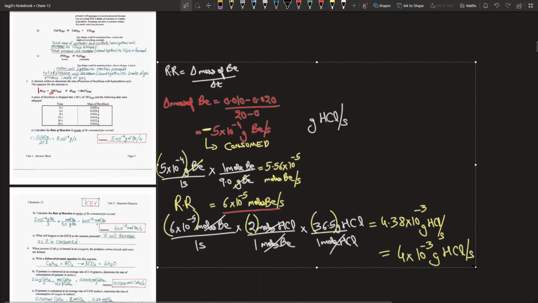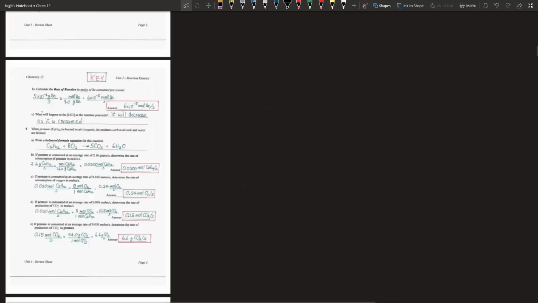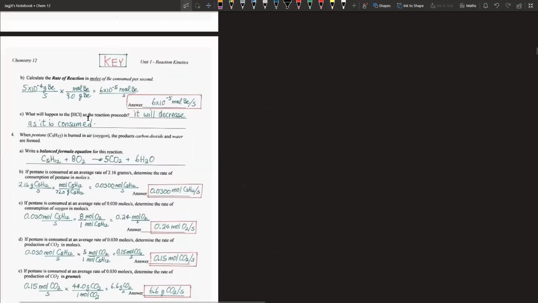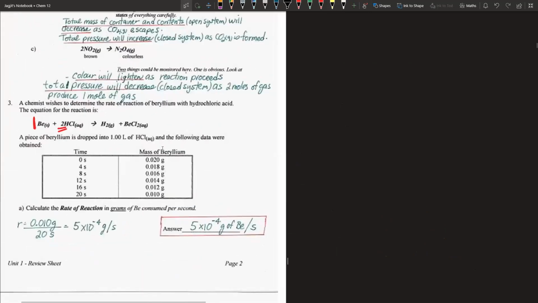Excellent. Good. Now the question says, what will happen to the concentration of HCl as the reaction proceeds? So here's the equation. Question says, what will happen to the concentration of HCl as it proceeds? Can you explain to me what will happen to the concentration of HCl?